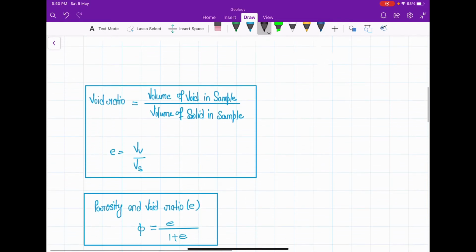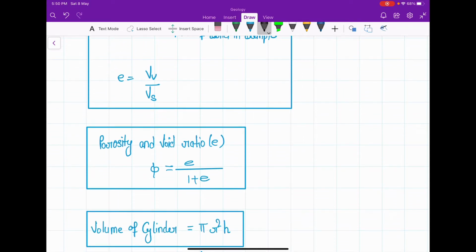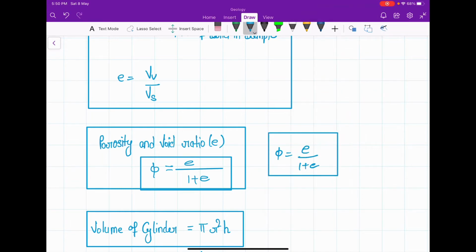Now next we learn the void ratio. The void ratio is the ratio of the volume of void to the volume of solid. It is denoted by e, which is equal to Vv by Vs, where Vv is the volume of void in the sample and Vs is the volume of solid in the sample. Next is the relation between porosity and void ratio. Phi is the porosity and e is the void ratio. So phi will be equal to e divided by 1 plus e. This is the relation between porosity and void ratio.